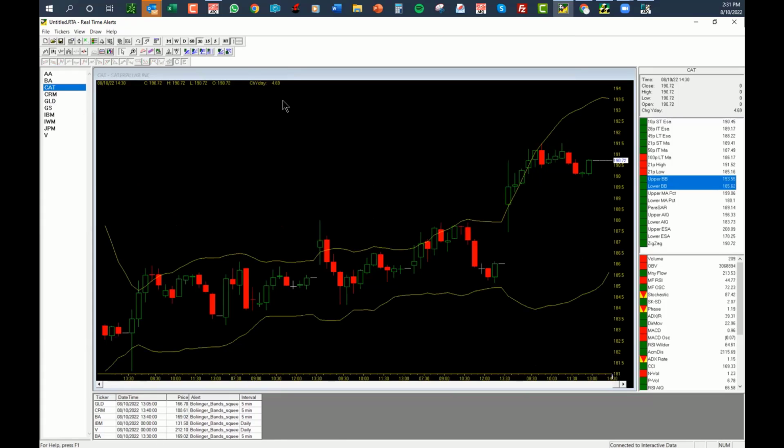So for example, here's Caterpillar, 30-minute chart. All of the indicators are then based upon the 30-minute price bars, just as you expect in a real-time charting system. In this case, I've switched it to candlestick view, and the strategy itself that we've been looking at, the candlestick kicker, I'm just going to show you how you would put this in here.